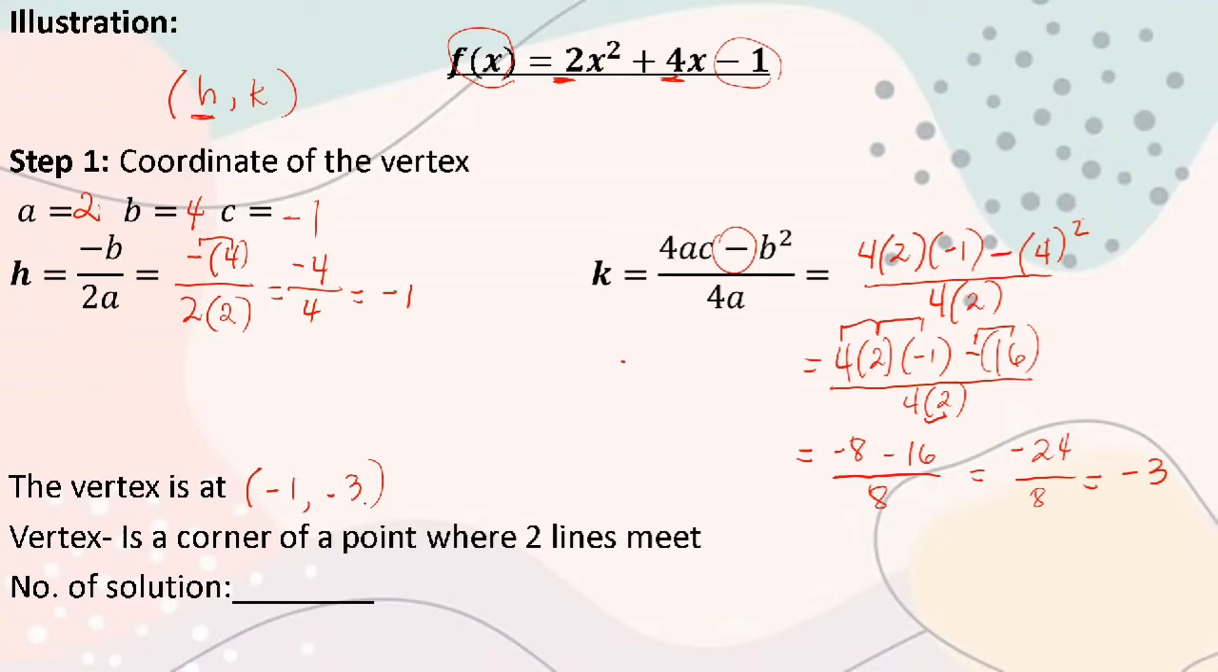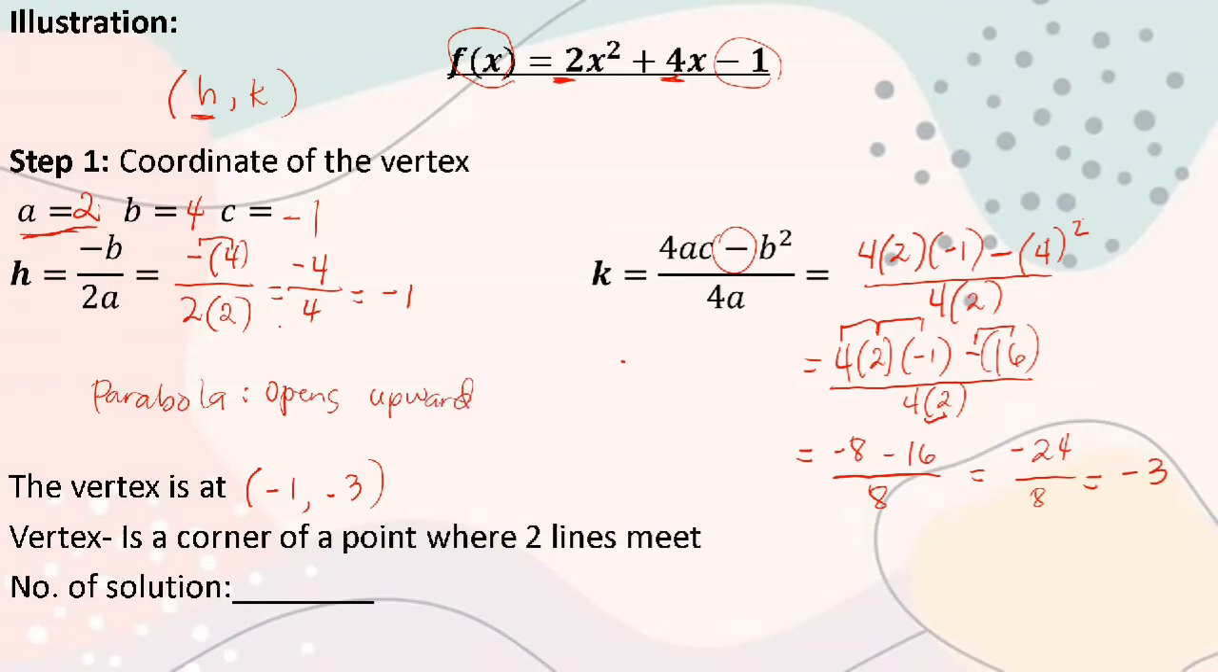So, titignan natin if yung vertex natin, if it is really the vertex or the intersection of the two lines. Okay. So, if we identify the real numbers a, b, and c, we can identify if the parabola opens upward or downward. So, yung a natin is positive 2. Therefore, the parabola opens upward. Upward siya dahil positive 2 yung a natin.